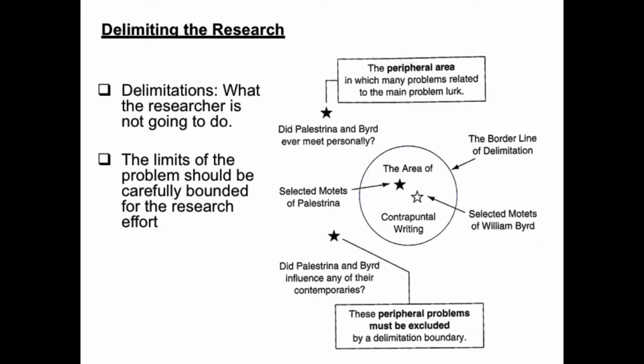But other questions may indeed arise during the work. Did Palestrina and Byrd ever meet personally? What is the evidence whether they did? Is there a record that they did, or is there evidence that they did or not? Did Palestrina and Byrd influence any of their contemporaries? And that's a whole other question that could be looked at with great detail. So these items may become tempting during the research study, but we have to make sure that we have a plan to exclude them so that we can deal with the extensive work that's already there within the scope that we've defined. The limits of the problem should be carefully bounded.